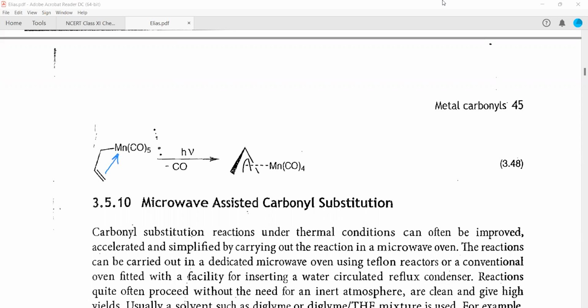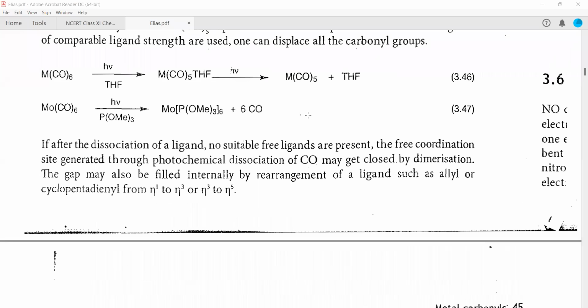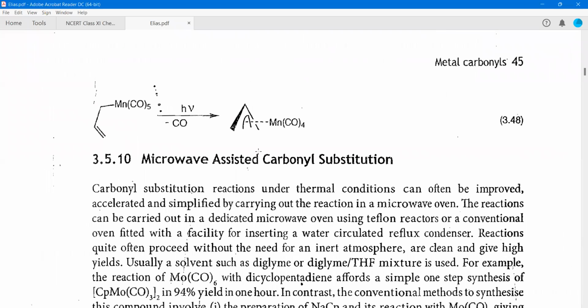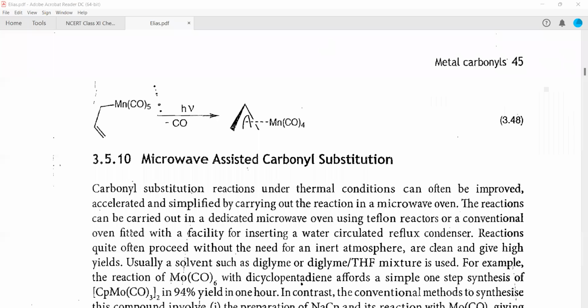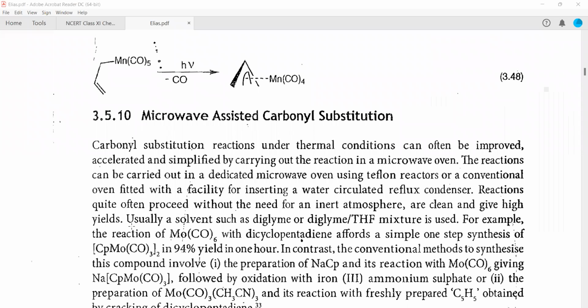The next topic after photochemical decarbonylation is microwave assisted carbonyl substitution. We know that under thermal conditions the substitution of carbonyl is quite difficult, but you can accelerate it in various ways. We saw that photochemically you can accelerate it. Another way is the microwave assisted technique, where you can also accelerate the substitution of carbonyls.